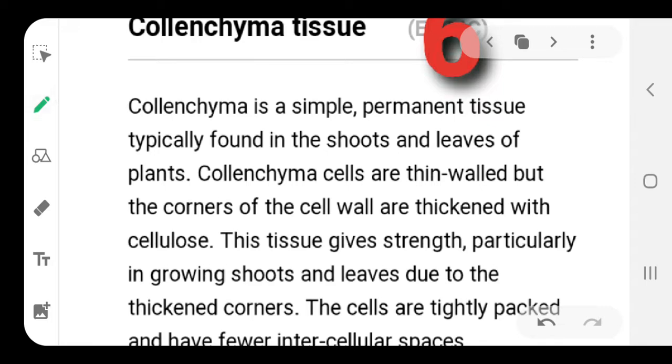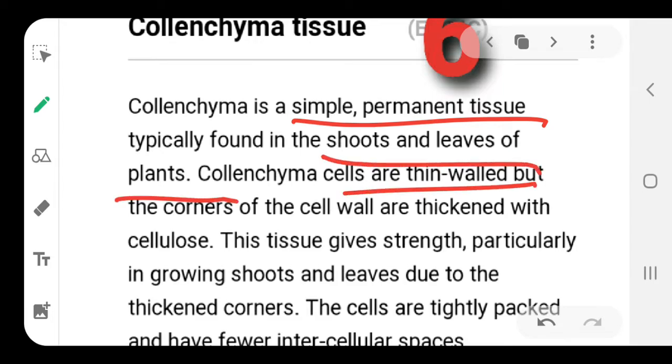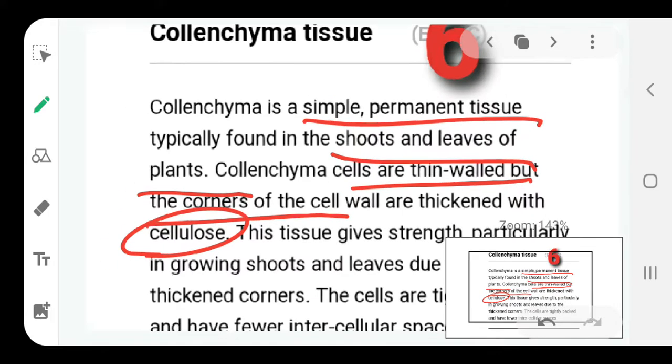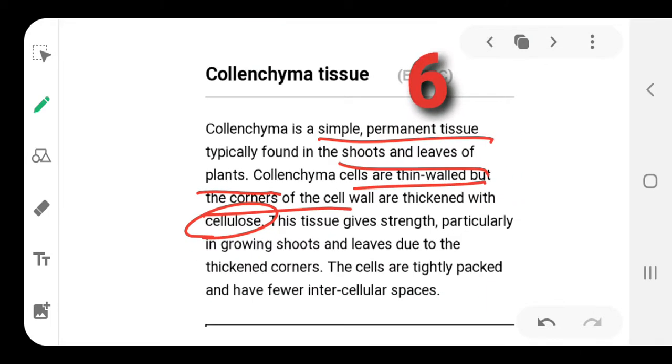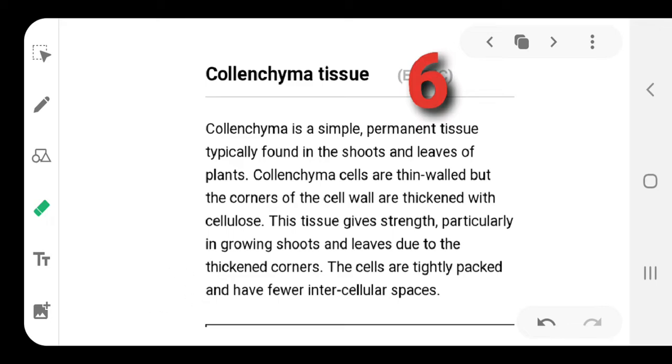Then comes the second one called collenchyma, and this collenchyma, as I have told you, is a simple permanent tissue found in the shoots and the leaves of the plant. They again have thin walls, but the feature is that the corners of the cell wall are thickened with, underline the chemical called cellulose, and the tissue gives strength, underline the words gives strength, particularly to shoots and leaves due to the thickening of the corners. So, underline these features of collenchymatous tissue.